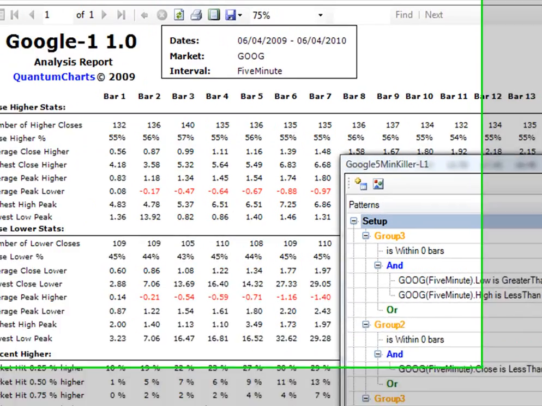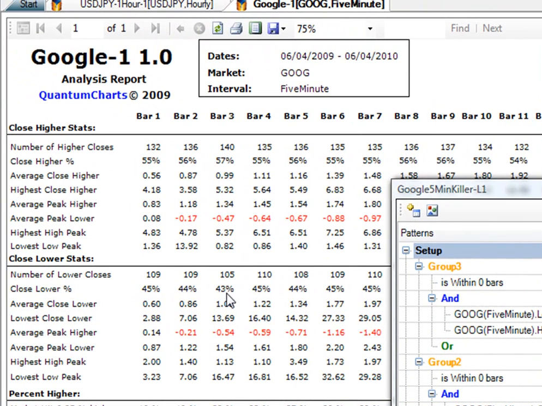And the report shows a year's worth of data, and 132 times the market has moved up 1 bar after, 109 times it's moved down, 55% to 45%. The average move higher was 56 points, the average move lower was 60 points. And then you can just go on and see that there's just a very slight edge with that.